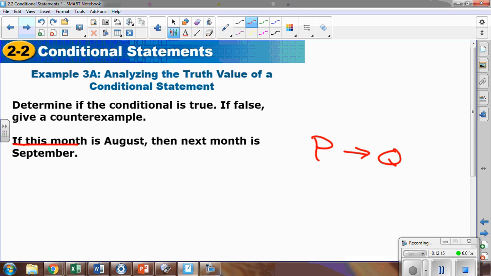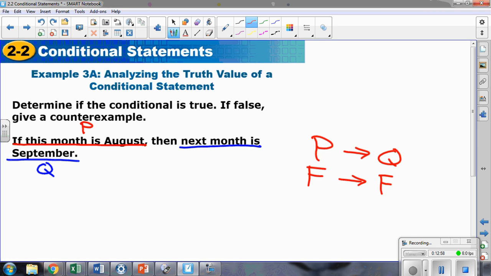If this month is August, there's our hypothesis. Then the next month is September. This is the conclusion. We're going to start here. Is it August? No. So right now, this is a false statement. The hypothesis is false. If it's August, and it's not. So we have a false statement implying then the next month is September. Well, right now, is next month September? No. So that is also false. Even though we have it so that the hypothesis is false and the conclusion is false, the overall statement is true.